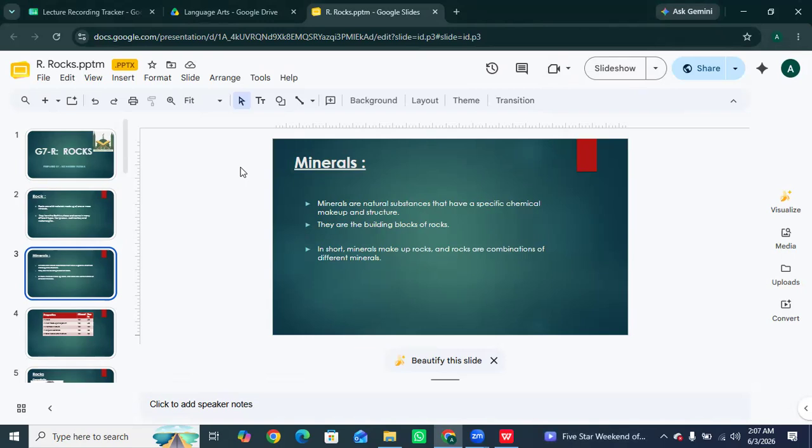So basically, minerals are natural substances with a specific chemical makeup and structure, the building blocks of rocks. In simple summary, minerals are pure natural ingredients. When you mix these ingredients together, you get a rock.